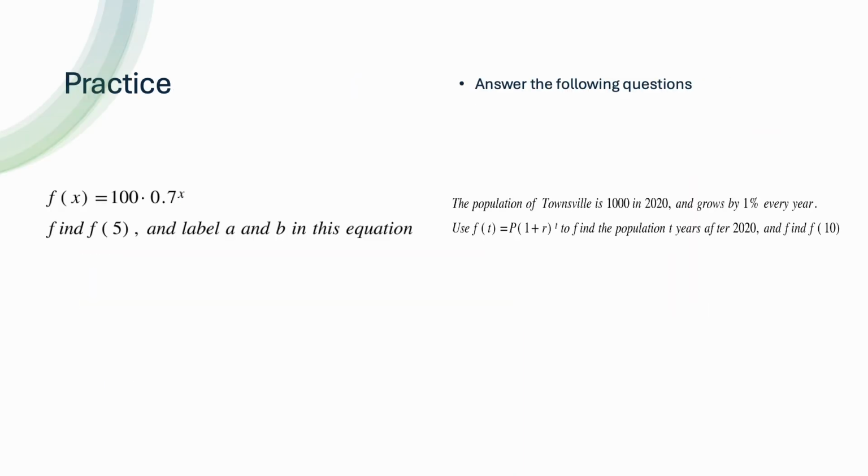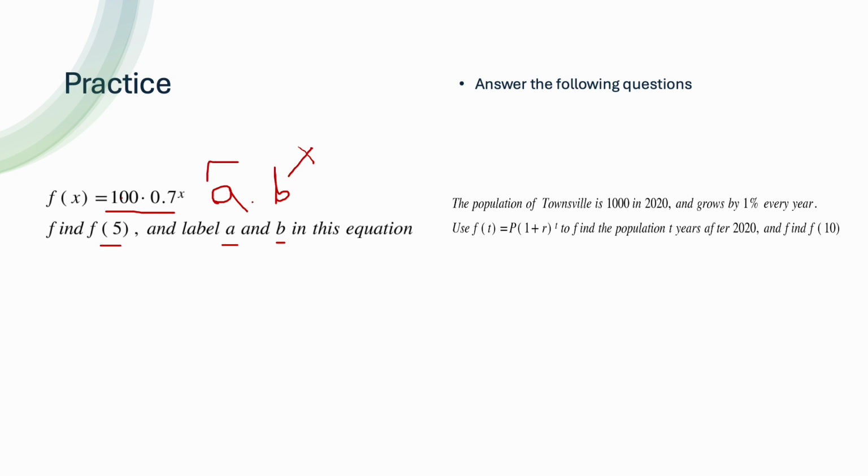So let's do some practice, because that was a lot of stuff I just told you, and it can be hard to digest if we don't see it actually in practice. So first one, we're going to use the A times B to the X, because we're just seeing a regular equation, and that's just going to be our theory equation. So remember, it's A times B to the X. And this is asking us to find f of 5, where f is 100 times 0.7 to the x, and label a and b in this equation.